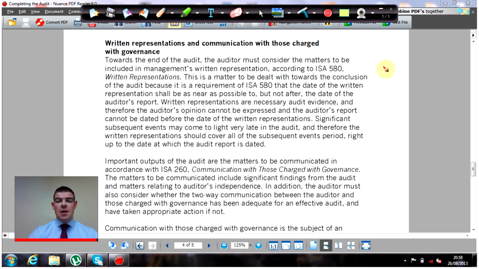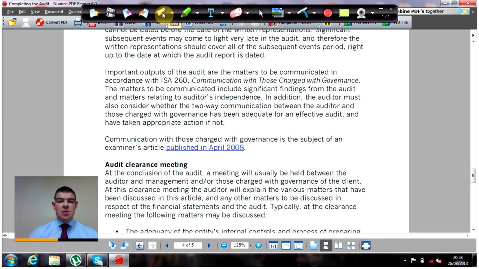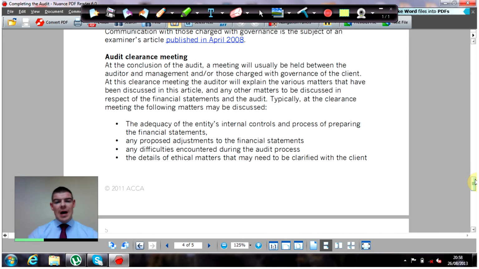So also what's key, and very key to the audit process, is that in terms of ISA 260, which is communication with those charged with governance. So communication is a two-way process in the audit process where management will communicate with the auditor and the auditor will communicate any significant matters with the client. And this is probably a prerequisite for a very effective and efficient audit, that two-way communication process. And in terms of completion of the audit, this communication is normally done through an audit clearance meeting, also known as an audit closeout meeting.